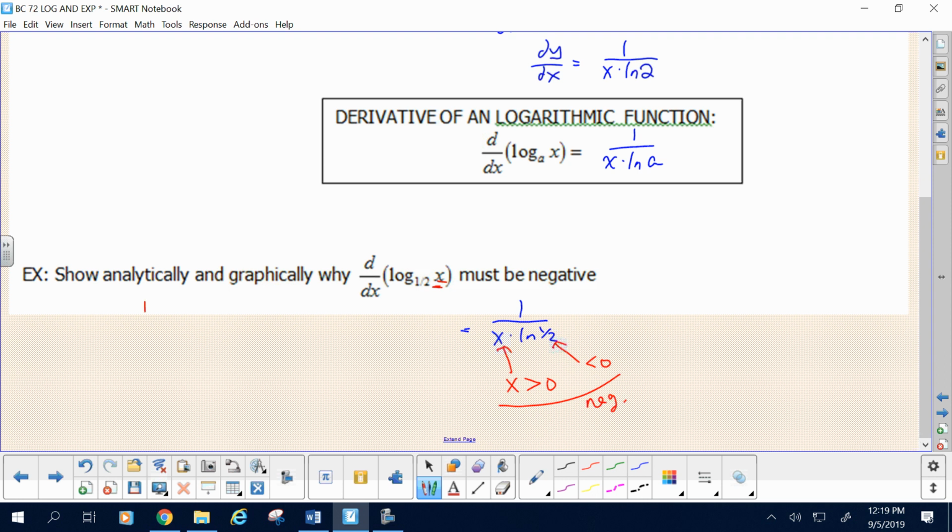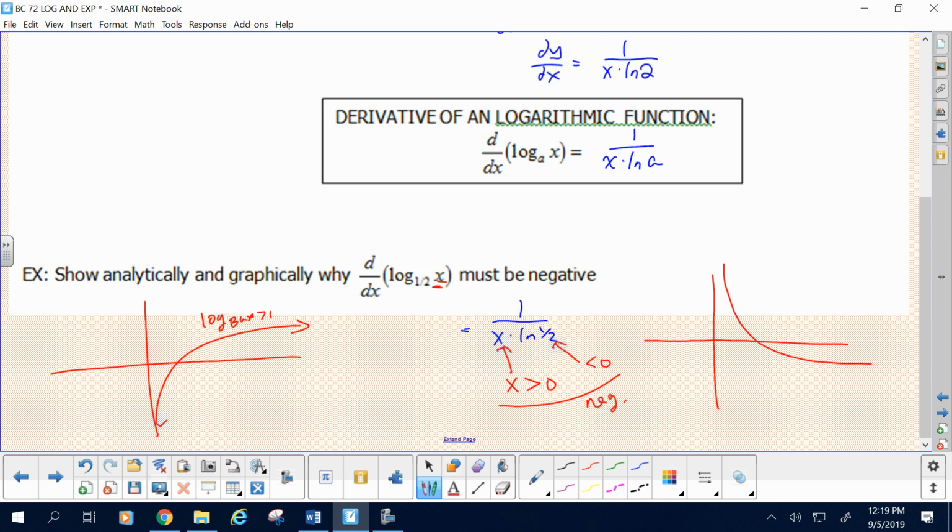Think graphically. We know that log with a base greater than 1 looks like this. Log base greater than 1. What about log base less than 1? It goes this way. So doesn't it stand to reason then that the derivative would have to be negative? The slopes are negative. Follow?